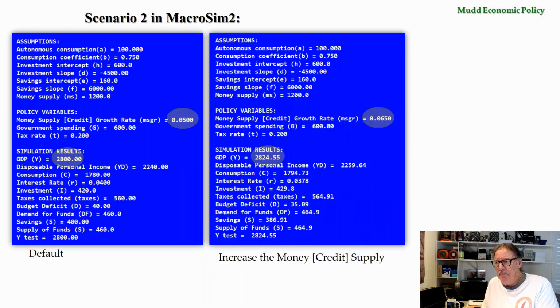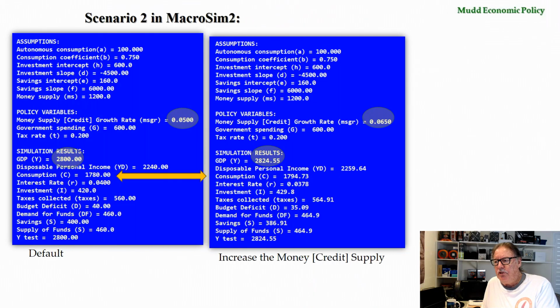So then, after that, we increased the money supply or the credit supply. Notice we're not being very specific about that because we kind of have a choice as to what we want to measure, to, in this case, 6.5%, without changing anything else. It's very clear that this has a stimulating effect upon the economy, because not only is it the case that we have an increase in GDP from 2,800 to 2,824, almost everything else is beneficially increased as well.